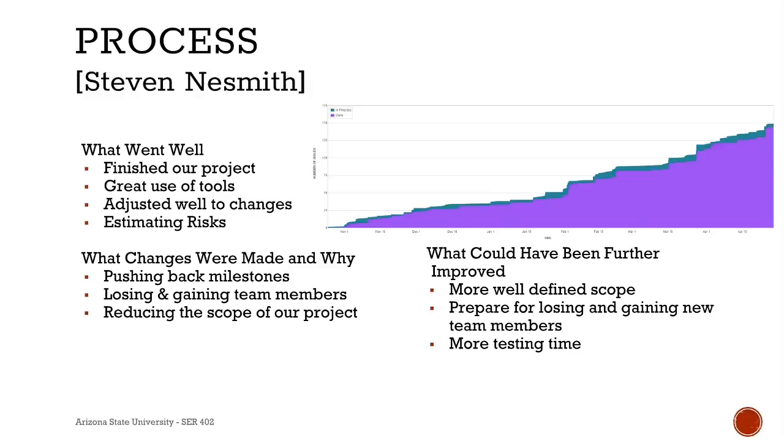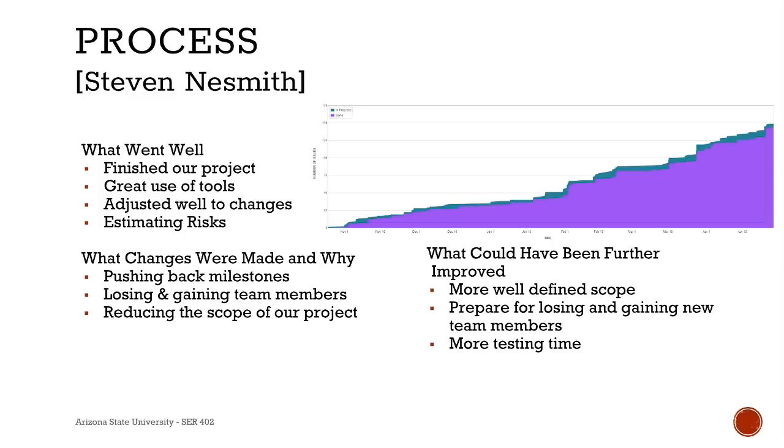What went well on our project based off our original plan? Our team finished our project. For the most part, we stayed on track with our original schedule and we were able to finish all of the sponsor's needs. The diagram to the right is a cumulative flow diagram of the entire project.